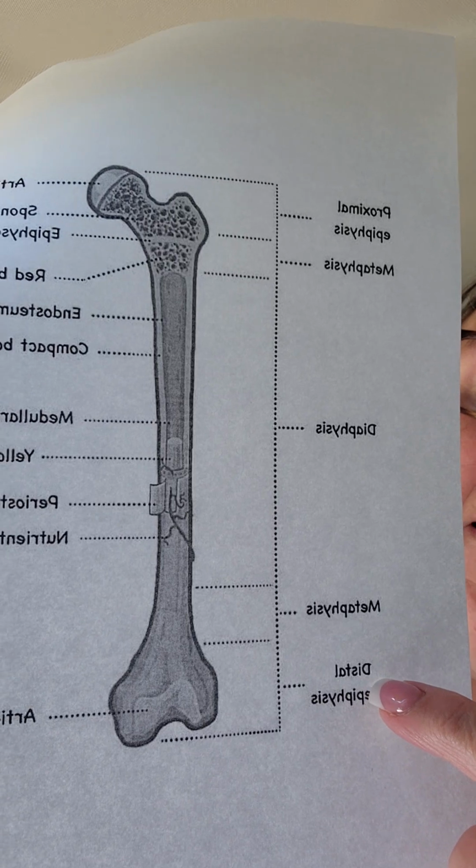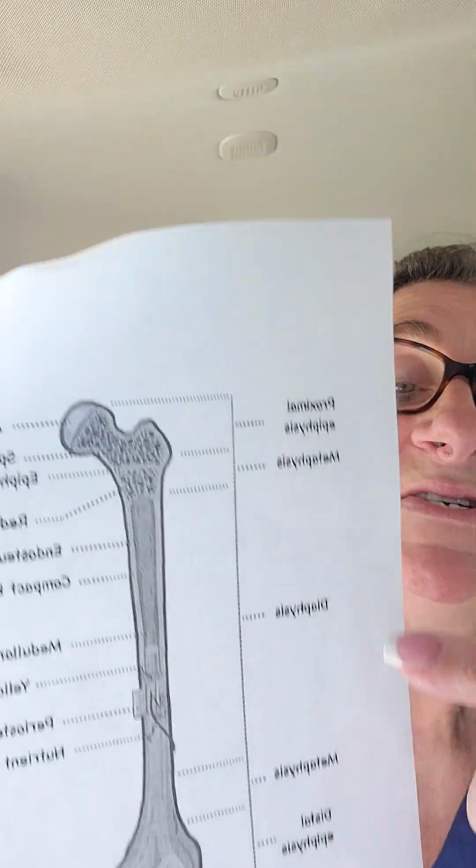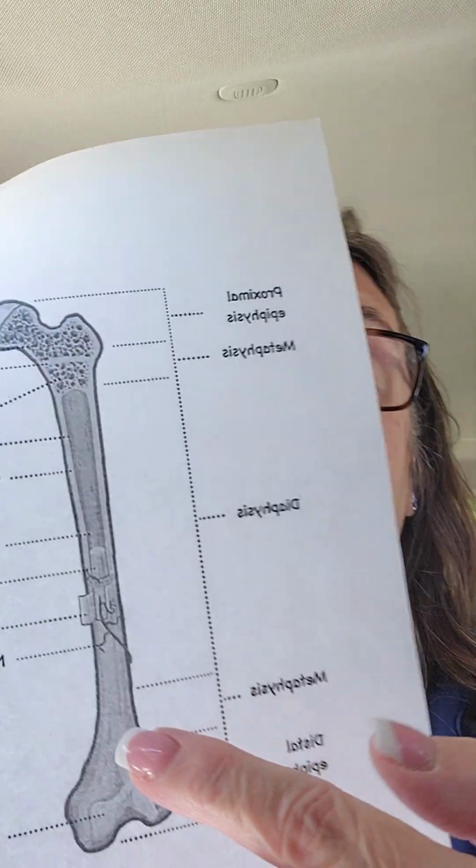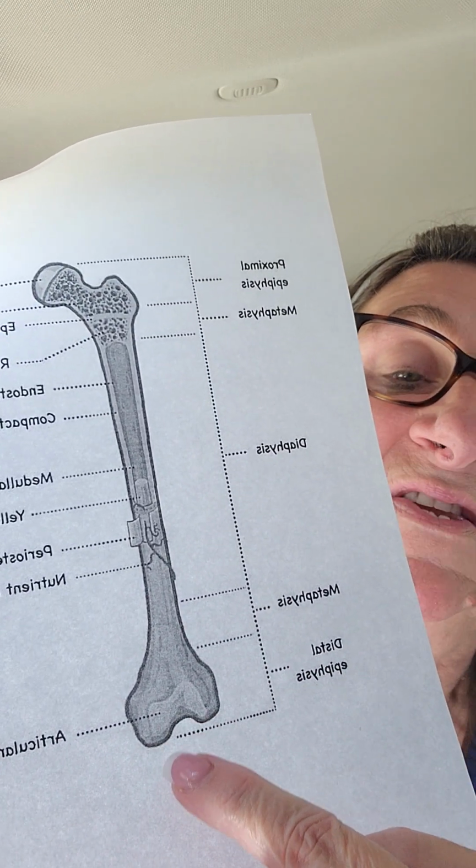Metaphysis, distal epiphysis, because it's a long bone, so it's going to join up here. It's going to join down here with the tibia and fibula. We're going to be going over the tibia and fibula next week, as well as the knee. The knee is created by the femur and the tibia and fibula. We're going to learn about that next week, along with the patella, the kneecap, okay?